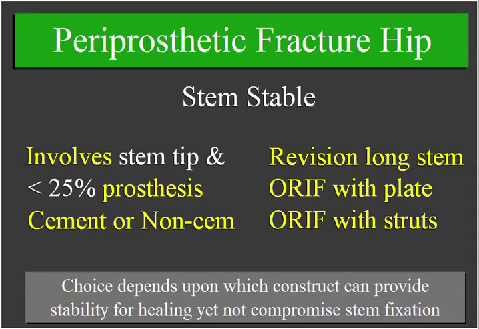If you have a stem that is stable and involves the stem tip and less than 25% of the prosthesis, and it's cemented or non-cemented, you have multiple choices. You can revise it with a long stem. You can treat it with plates and screws and plates and struts and cables. The choice depends on which construct provides the maximum stability for healing but doesn't compromise the fixation. So there's no one definitive answer.